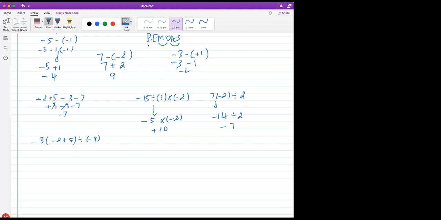All right, again, according to the order of operations, what do we do first? Where do we start from? The parentheses, that's right. We're going to start from here. It's -2 plus 5. Not -3, +3. One over higher, so it would be +3. Bring this one down here, bring the division down.